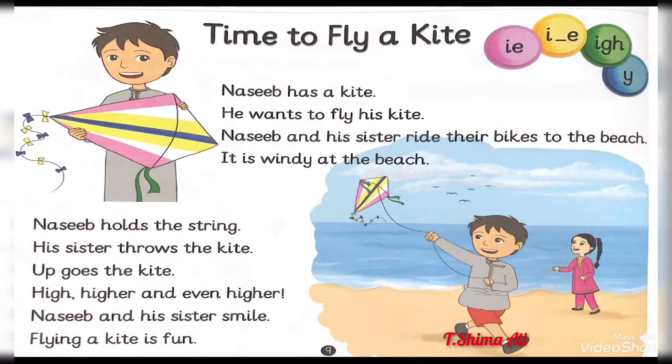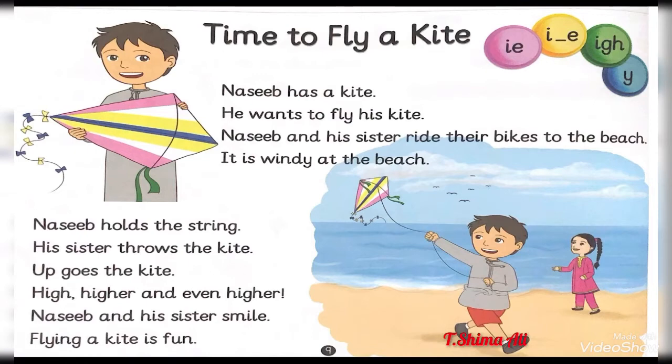Nasib has a kite. He wants to fly his kite. Nasib and his sister ride their bikes to the beach. It is windy at the beach. Nasib holds the string. His sister throws the kite. Up goes the kite, high, higher, and even higher. Nasib and his sister smile. Flying a kite is fun.